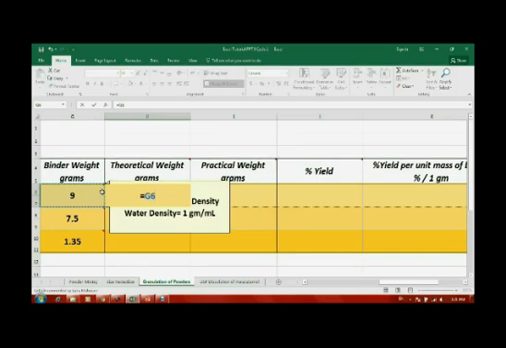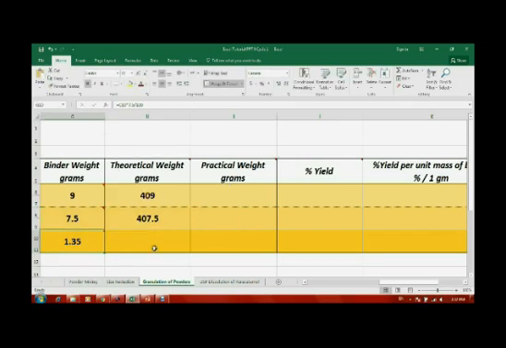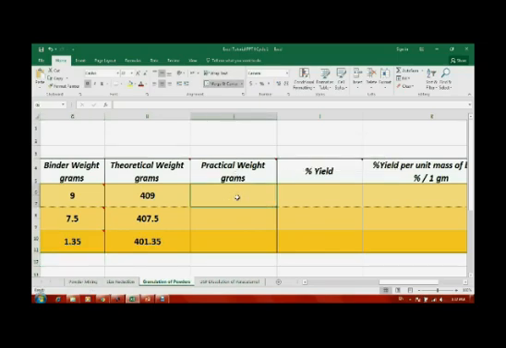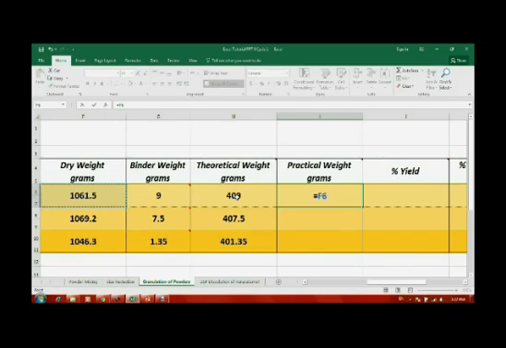Now, the theoretical weight, which is equal to the amount of powder we used in addition to the binder weight. Remember, each time we granulated 400 grams of lactose. The theoretical weight usually represents the summation of all ingredient weights assuming no loss.